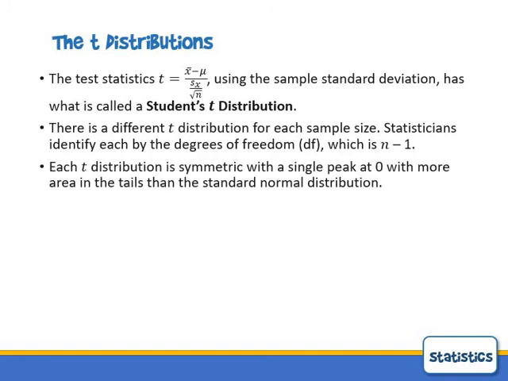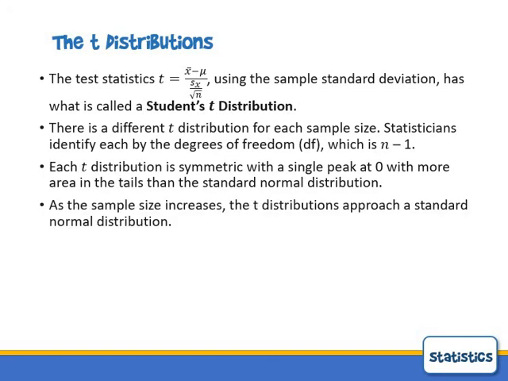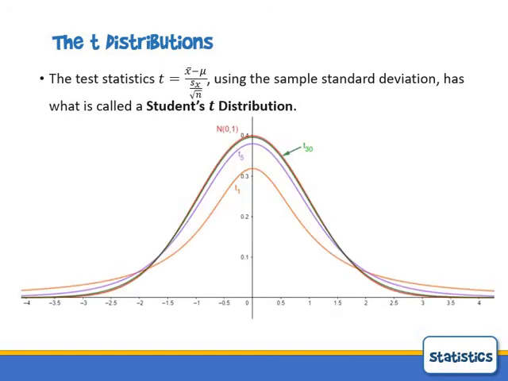So each t-distribution, if you look at it, they're slightly different, but they actually approach a standard normal distribution as the sample size gets large. They all have sort of the bell shape. They're single peaked at 0, just like the standard normal, and there's more area in the tails than there would be for the standard normal distribution. But as n gets larger, once you get out to about 30 or so, it becomes very close to the standard normal. Here's some pictures of that.